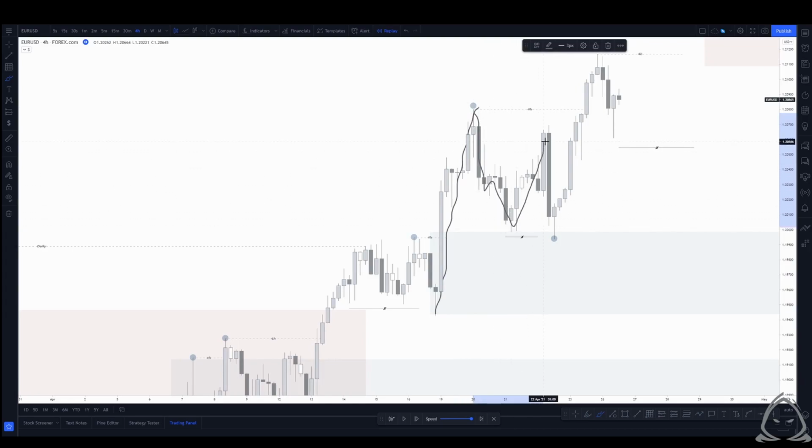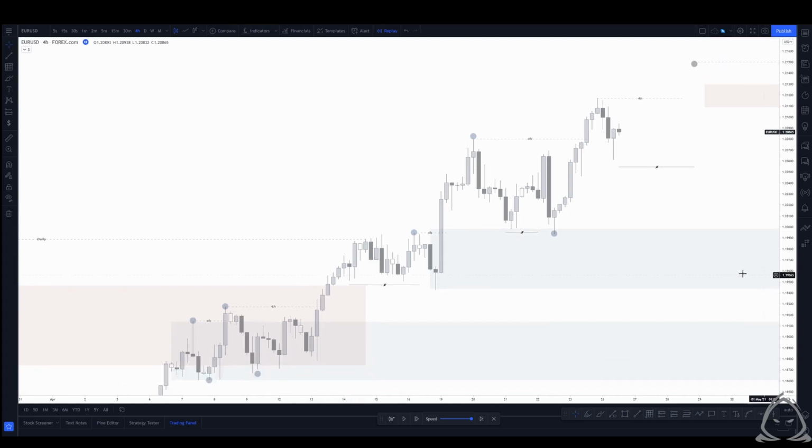We see an actual substantiated pullback, change of character, minor structure, because what's happening here, this is all substructure, right like that. Again, we create minor structure. We come to the downside, we don't actually break and close below, so we're still maintaining minor structure, and then we come to the upside and create a new swing structural higher high.